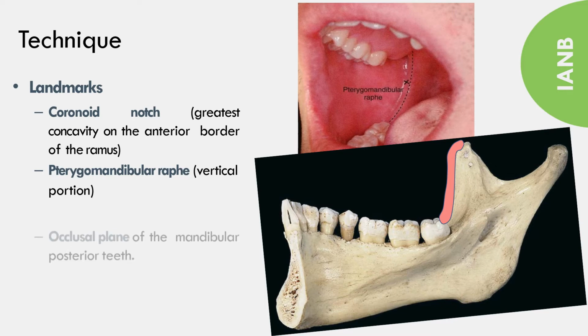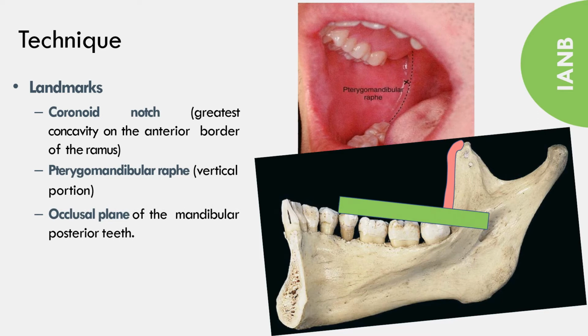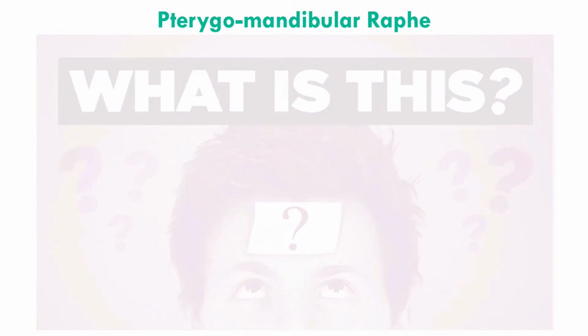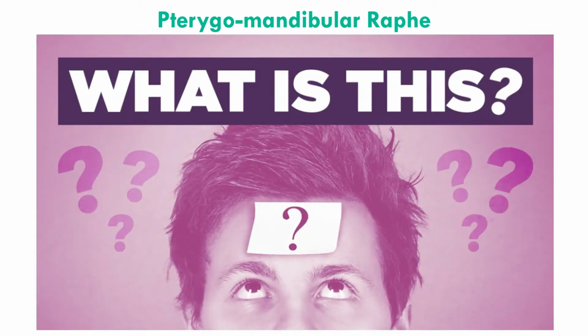Next is the occlusal plane of the mandibular posterior teeth. Imagine this green block as syringe. This indicates that if we keep the syringe at the level of occlusal plane, for sure we can reach the mandibular foramen. Pterygomandibular raphe. We must have heard about pterygomandibular raphe quite often, but we usually forget what it is and what is the role of pterygomandibular raphe during inferior alveolar nerve block.